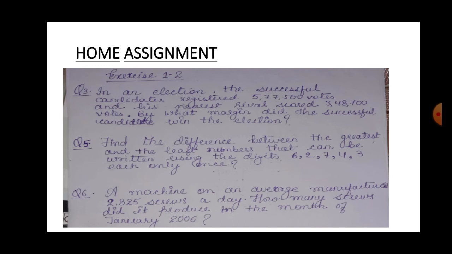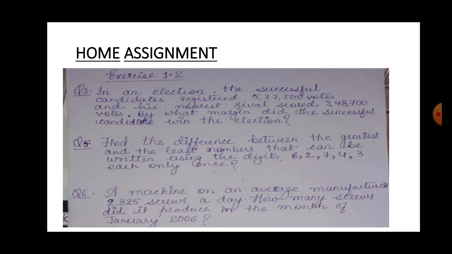So in question number 3, what you have to do, children: in an election the successful candidate registered the following votes and his nearest rival scored the following votes. By what margin did the successful candidate win the election? So you have to find out its margin. Margin means again you have to get the difference, that the successful candidate won the election by how many votes.